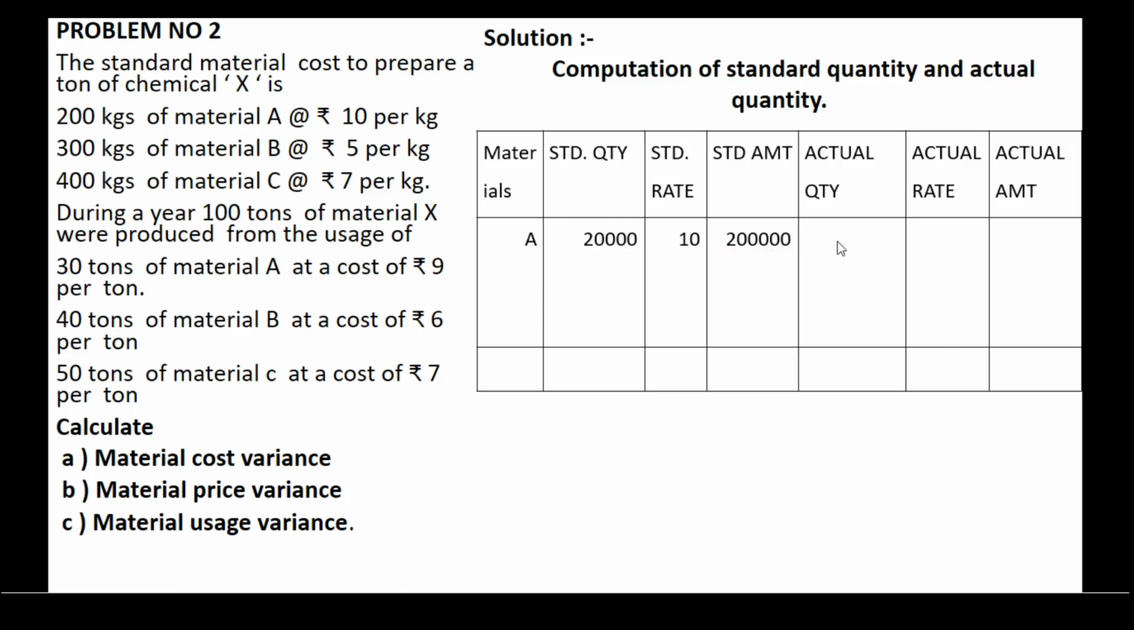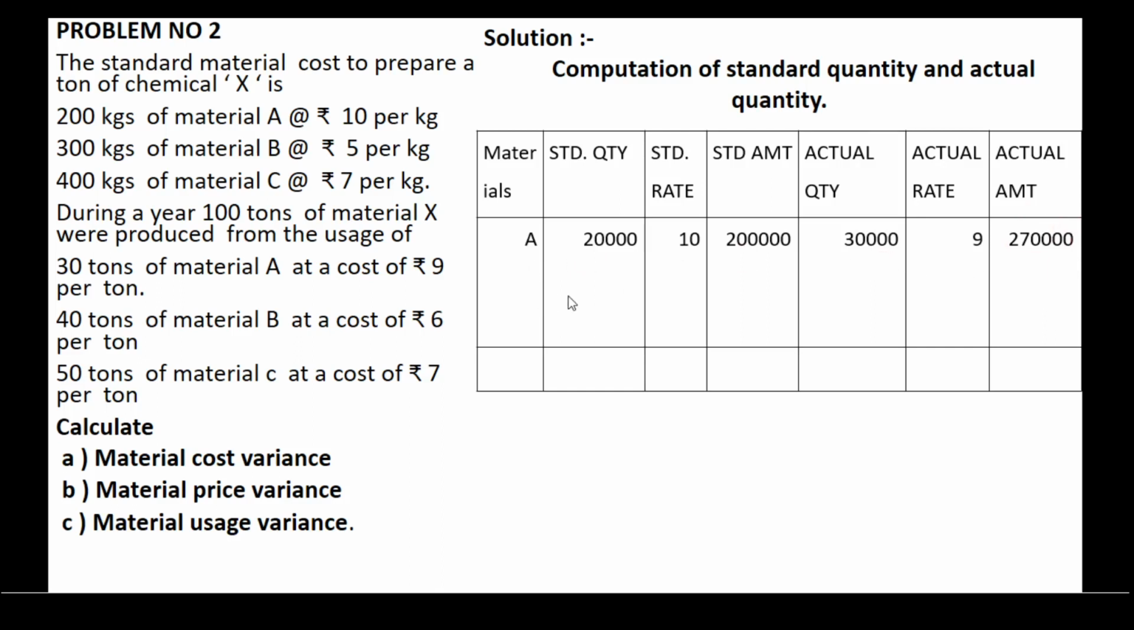And then for the actual quantity, here it is 30 tons. So this 30 is multiplied with the 1000 kgs. Now the 30,000 kgs is the actual quantity for the material A. The actual rate for the material A is rupees 9. So now the actual cost or the actual amount is 30,000 into 9, that is 2,70,000 rupees. So in this way we calculate the standard quantity and standard amount.